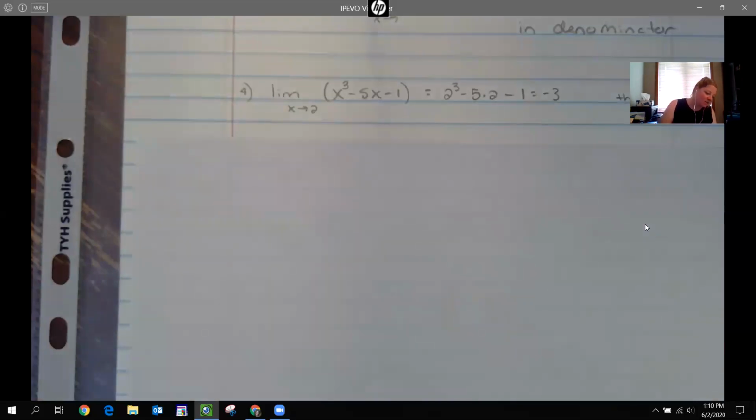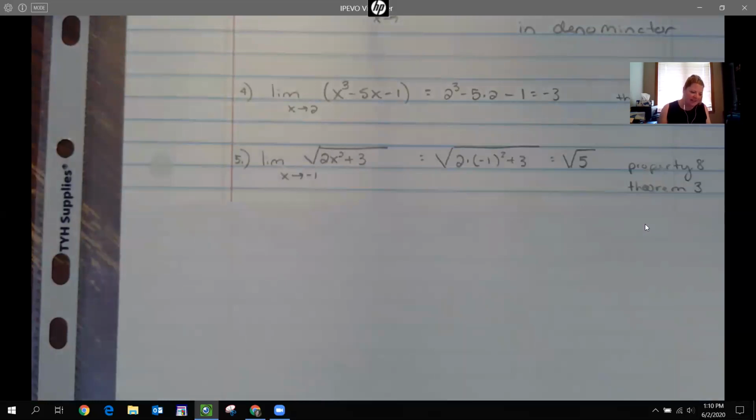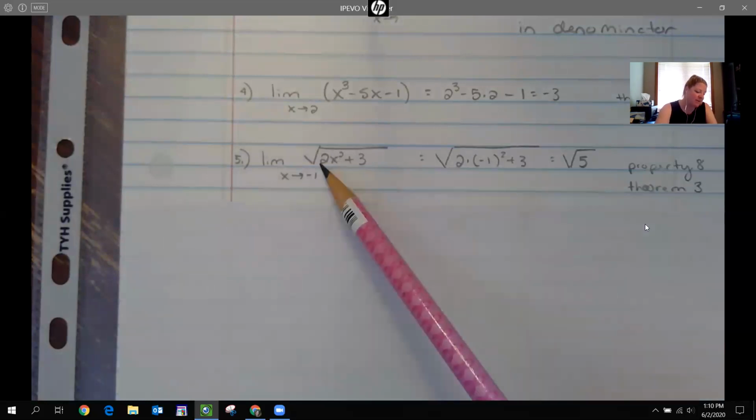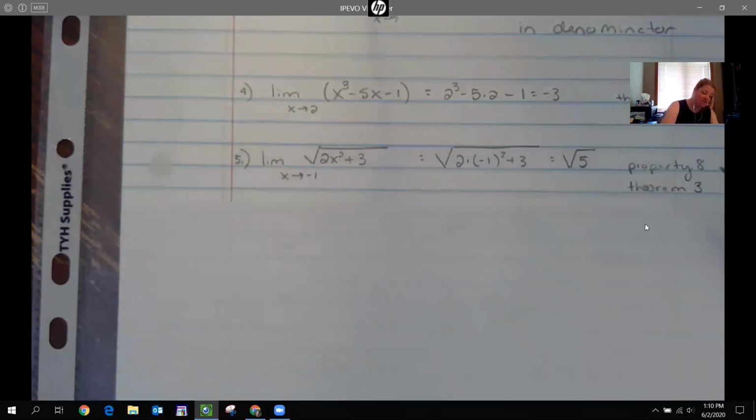Okay, next one. Under a square root, same idea. You just plug in the -1. So -1 squared times 2 plus 3 is going to give me 5. Okay, and this one comes from property 8 that we just saw in theorem. Oh, wait, no, that's theorem 3. I think that should say theorem 2. Or is 8 the one that says plug it in? Yep, theorem 3 is the one that says plug them in, that allows us to do this.